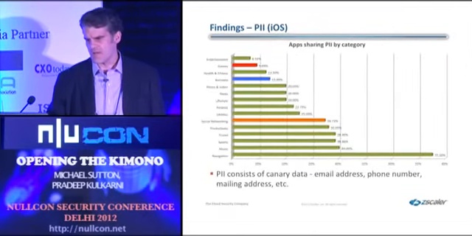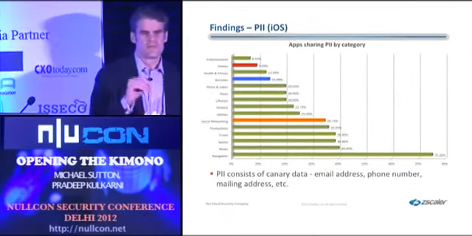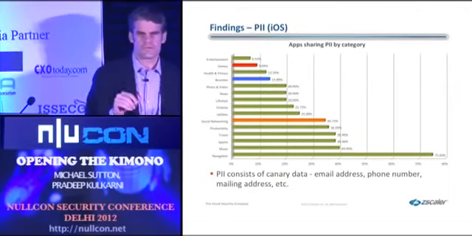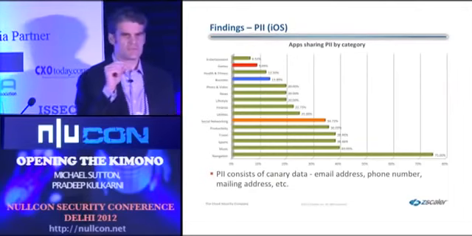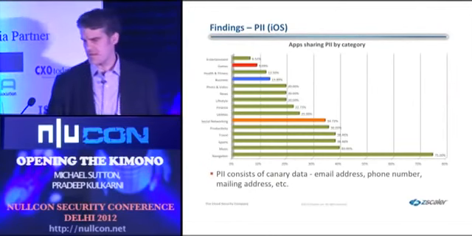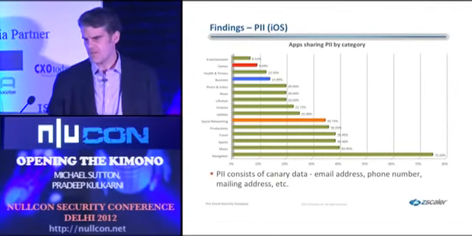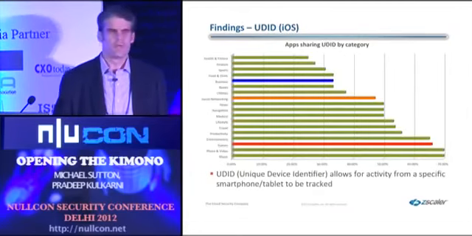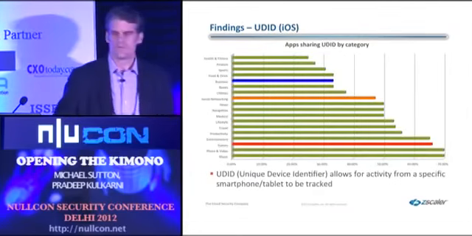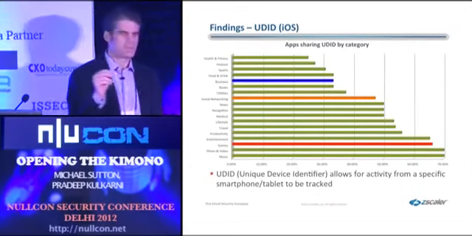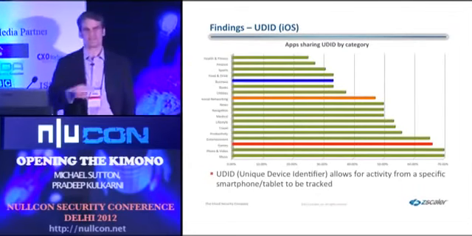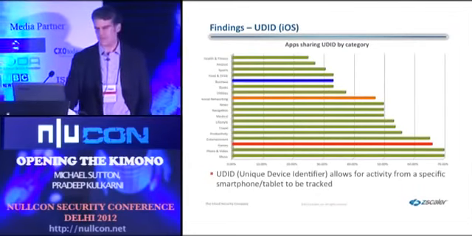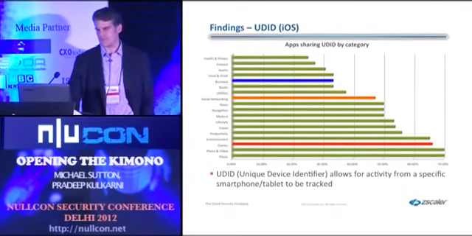And then personally identifiable information. So again, this is anything about you that's not your username and password: your email address, your phone number, your physical address. Also very common. And the UDID is the most common, but we expect that to change. Apple is locking down on this, but expect to see developers switch to other unique identifiers like the MAC address. Apple definitely needs to lock down on that as well.